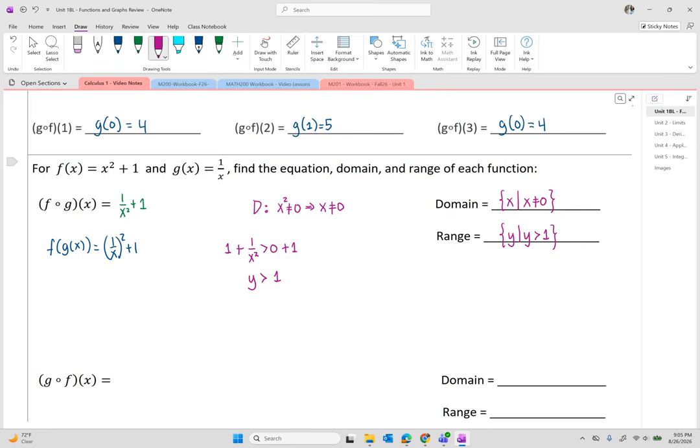In interval notation, this would be the domain negative infinity to 0, open, union 0 to infinity, and the range 1 to infinity.